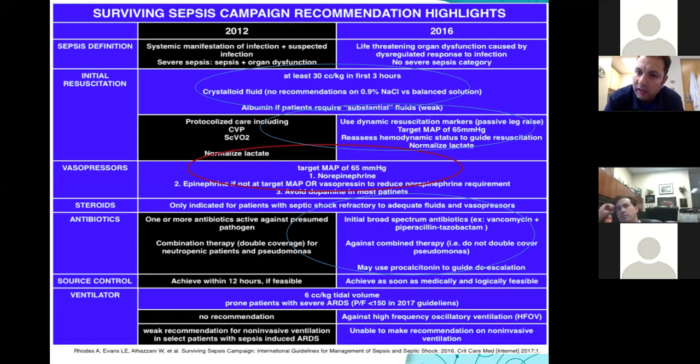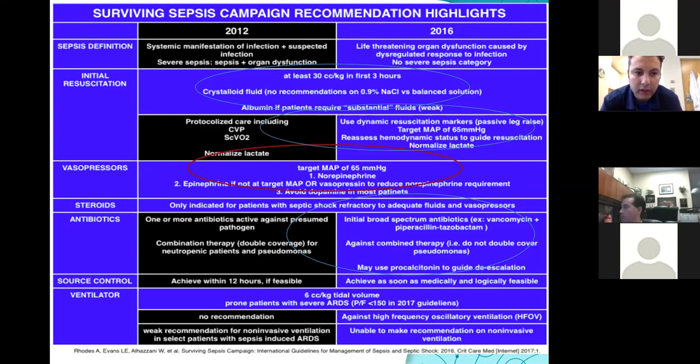Usually early on, even though the guidelines talk about 3 hours, usually this is going on in 1 hour. They have a nice algorithm for how fast you push it. At that time, there was no recommendation of normal saline versus balanced solution. That may change in 2020. But this is the recommendation for IV fluid. For adults, they also recommend using some dynamic resuscitation markers to target a mean arterial pressure of 65. You can reassess with something simple, like lifting the patient's leg to see if you have any response or not. So that's for initial resuscitation.